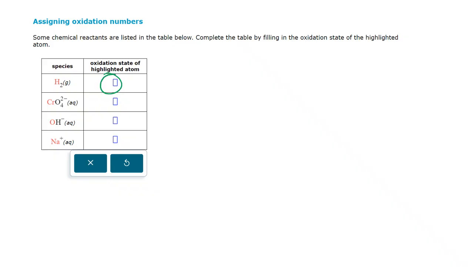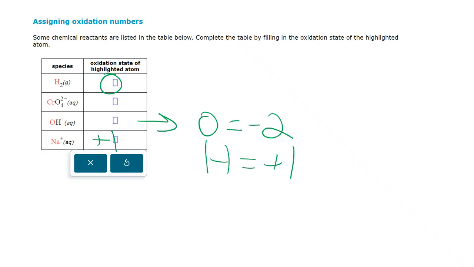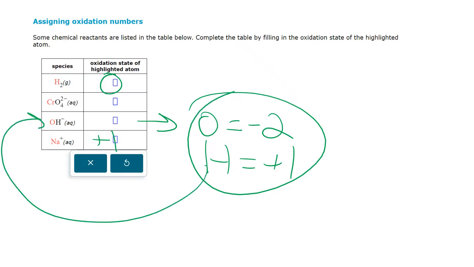Here we have a 0. I'm just going to do the third and fourth one real quick. Sodium has a +1 ion on it, so it's +1. That oxygen is always a -2. Hydrogen is a +1, which makes sense because we add those up, it's going to add to a -1.